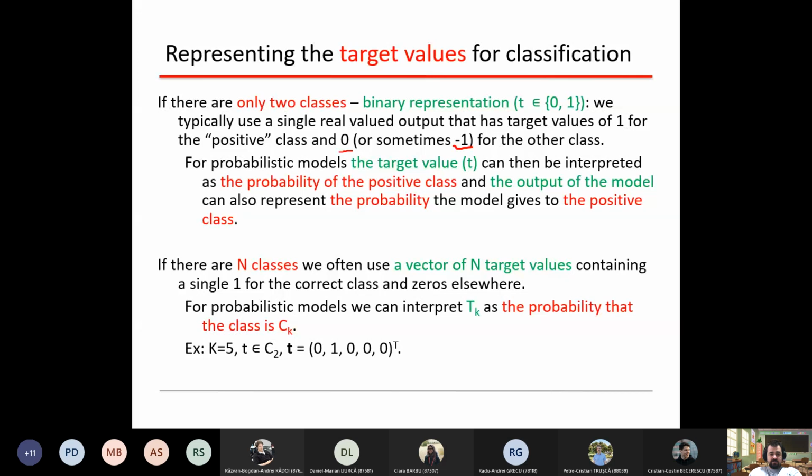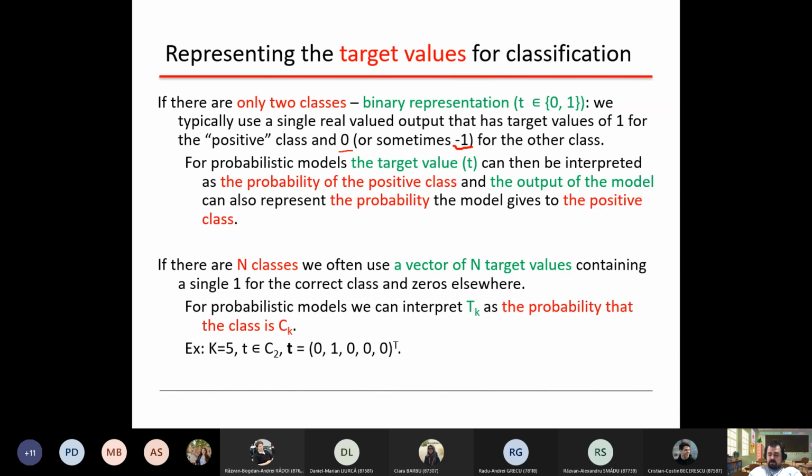Okay, for probabilistic models, the target value t can be interpreted as the probability of the positive class, and also the output of the model is said to be the probability of the model giving the positive class. So if we have a probabilistic model, then the output of the model might be some real value in the interval 0, 1. So maybe 0.25 or 0.83 or any value in this interval. And this should be considered as the probability of having a positive sample there.